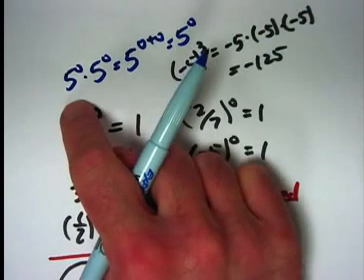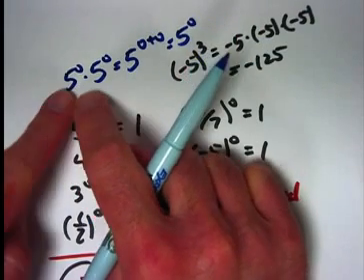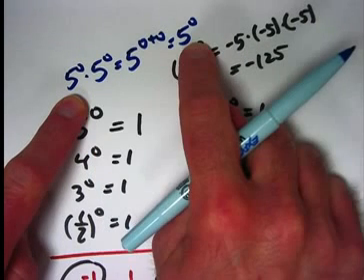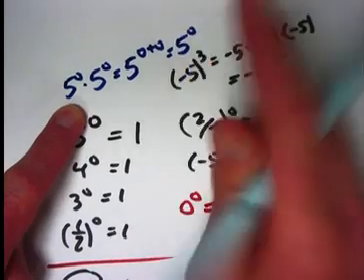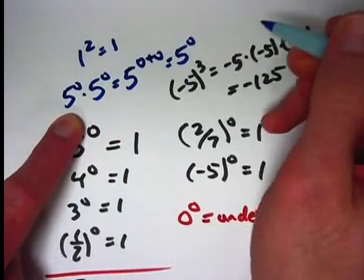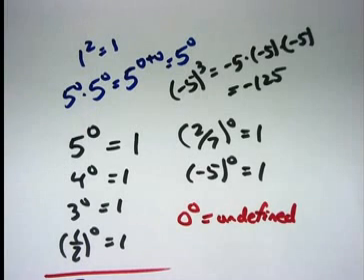So 5 to the 0 should be a number with the property that when I multiply it times itself, when I square it, I get itself. Well, the only number that has that property is 1. 1 squared is 1. Therefore, 5 to the 0 should be defined to be 1.